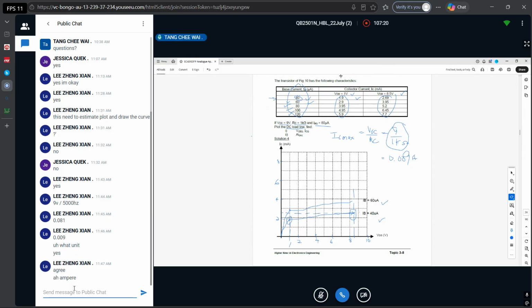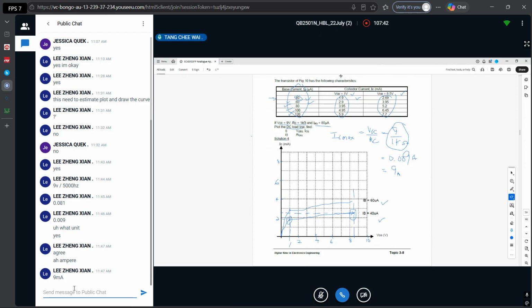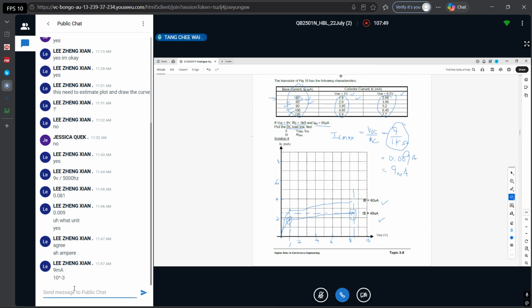Yes or no? I should get 0.0. Yeah, okay, correct. So now I change it to milliampere. What should I get? I move my decimal place, right? 1, 2, and 3. I change it to 9 milliampere. Yes? So I get my first answer for IC, the first point.